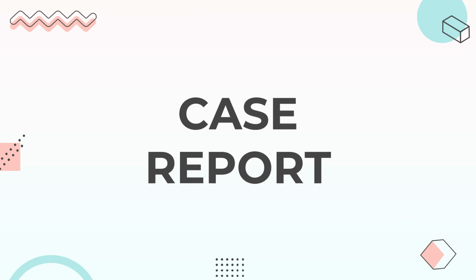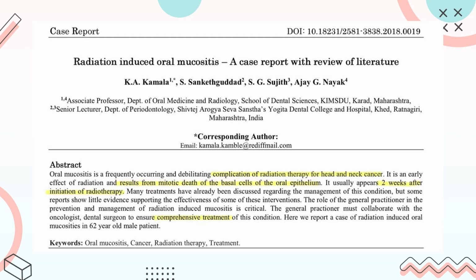Moving on to the case report with review of literature titled Radiation-Induced Oral Mucositis from the year 2018. The case involved a 62-year-old male patient in India. Oral mucositis is seen as a complication from the radiation therapy that he got for his head and neck cancer. It appeared after 2 weeks of radiotherapy treatment and is said to be an early effect of radiation resulting from the death of basal cells of the oral epithelium. This patient required a comprehensive consultation, treatment and care from his oncologist, medical general practitioner, and dental surgeon for his condition.